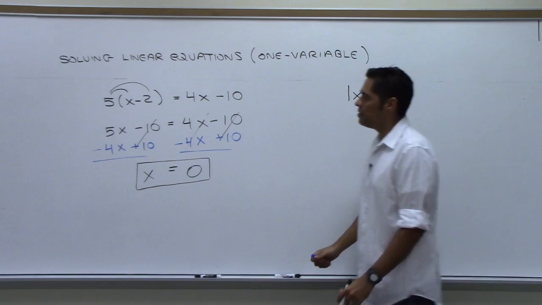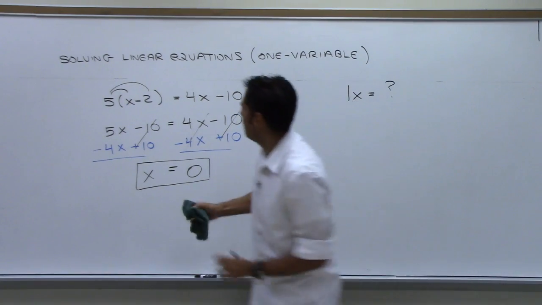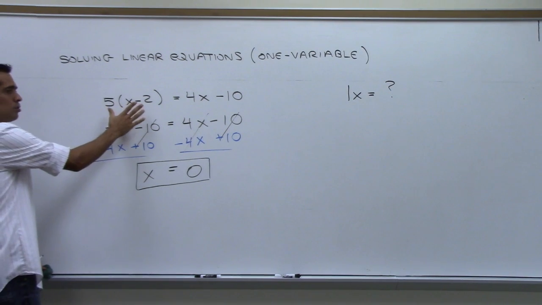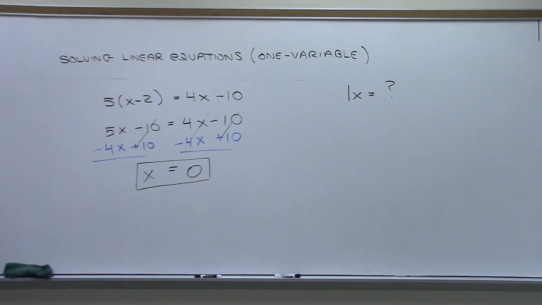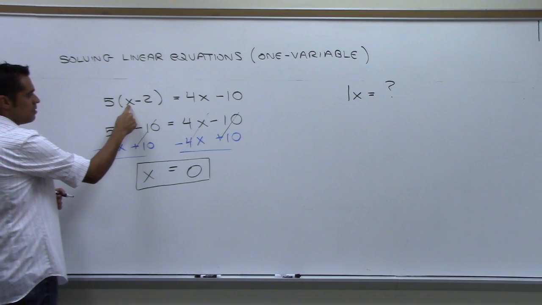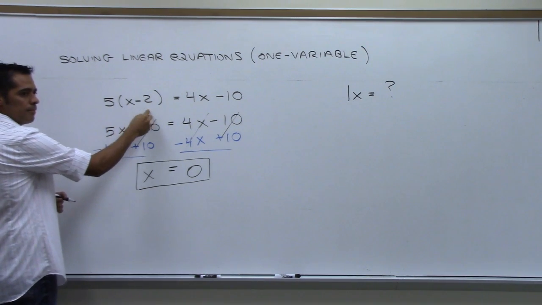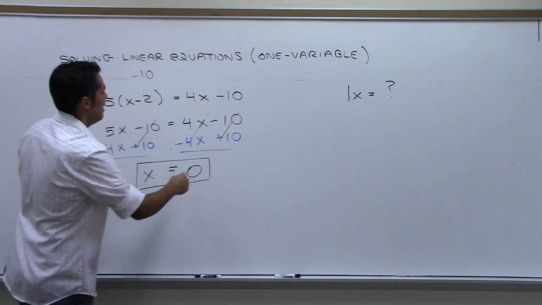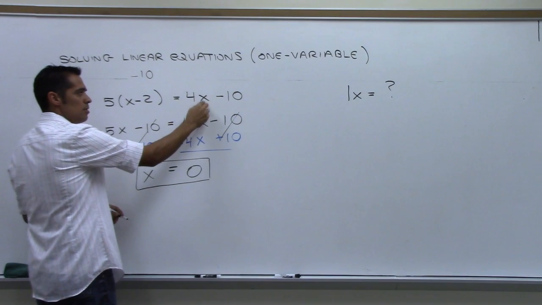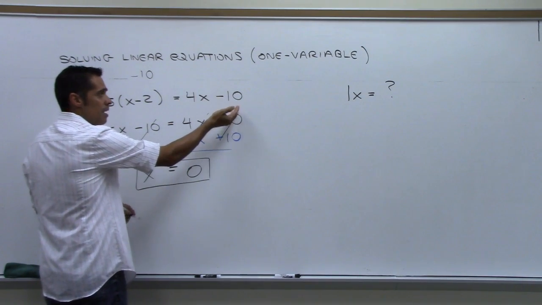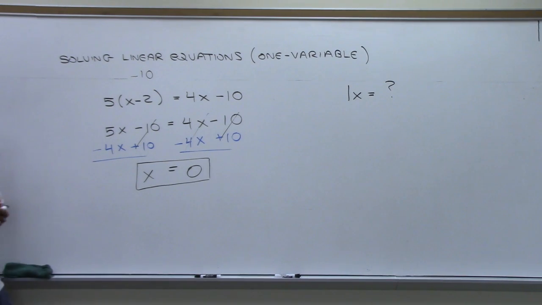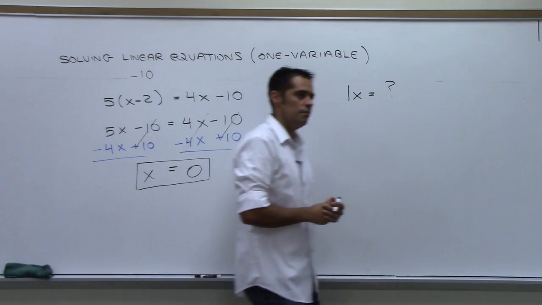So what that's saying is that the original equation is only true if you replace x with 0. So I'll just do a quick mental check here. If that's 0, this is really just negative 2, isn't it? 5 times negative 2 would give me negative 10. And if I replace that with 0, this is 4 times 0, which is gone, and negative 10. So I'd have negative 10 equals negative 10. That's correct. It's a true statement. That's the only value of x that makes that true. Okay.